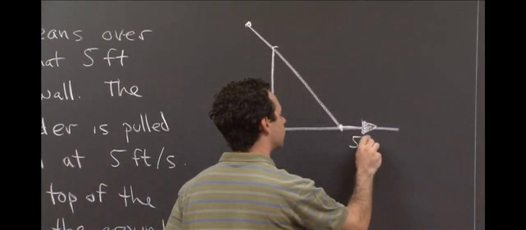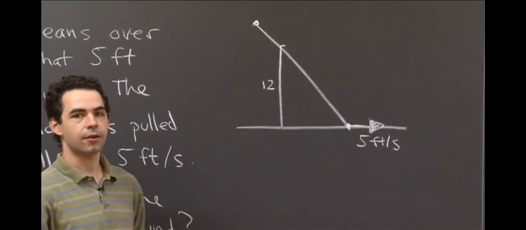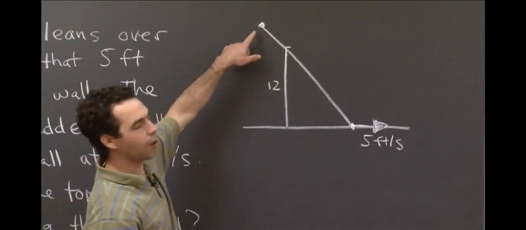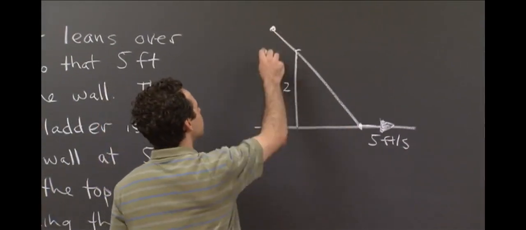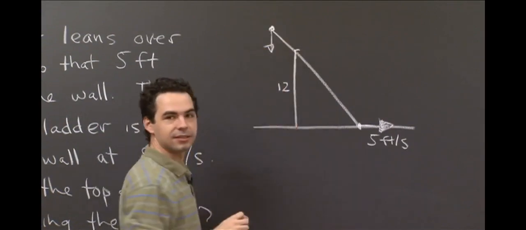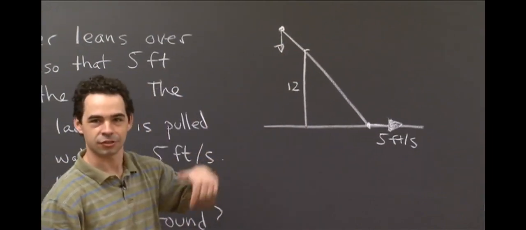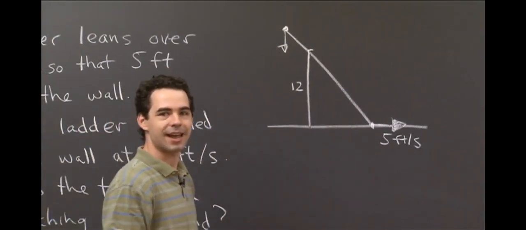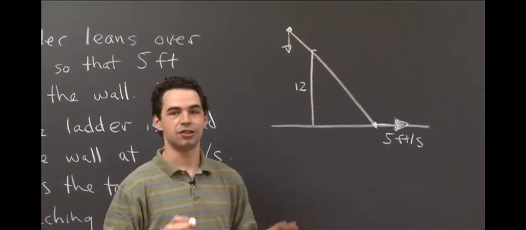So 5 feet per second is how fast that's going. And while you do that, the ladder is changing position. So the question is, how fast is the top of the ladder descending? It might also be moving in some other directions, but we're just interested in how quickly it's going straight down.